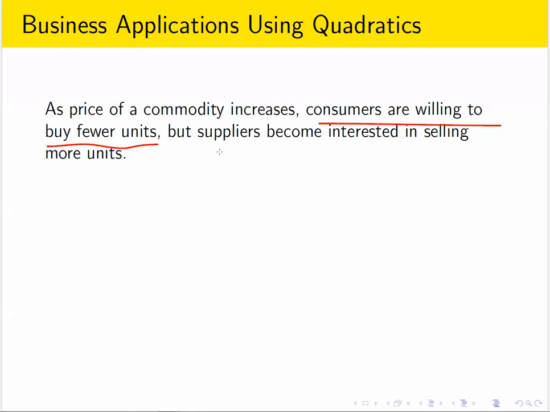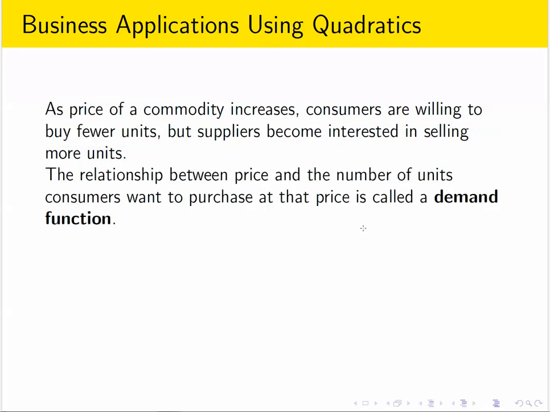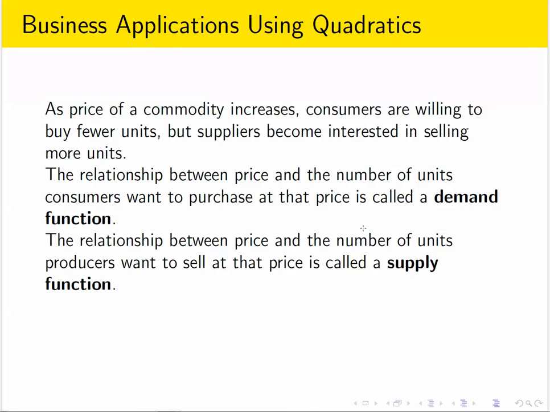On the other hand, if the price is higher, then suppliers can make more money on each unit, so they might be interested in diverting some of their manufacturing resources into producing more units, since doing so can get them more money. And so as price increases, suppliers are interested in selling more units. So supply and demand are both related to the price. We call the relationships demand functions and supply functions.